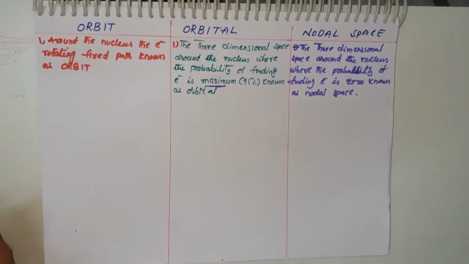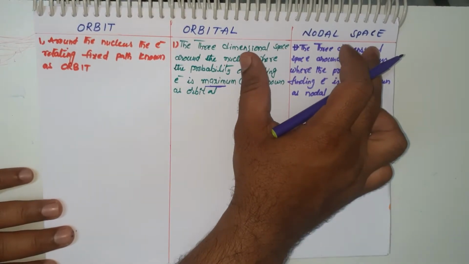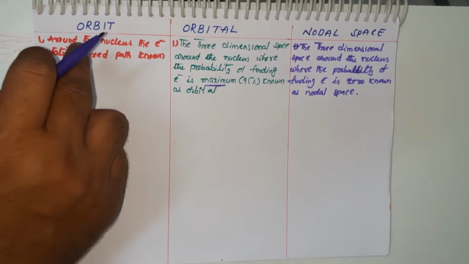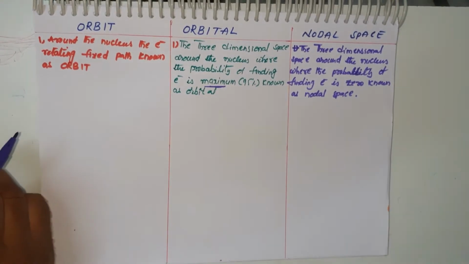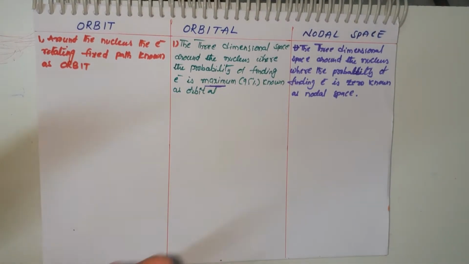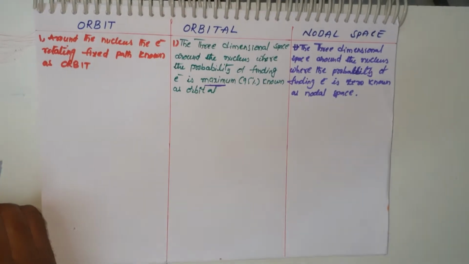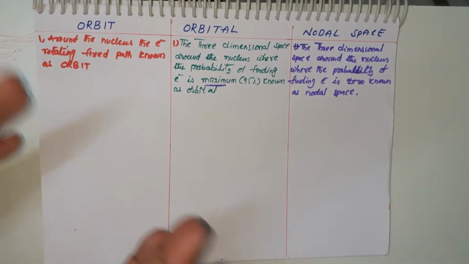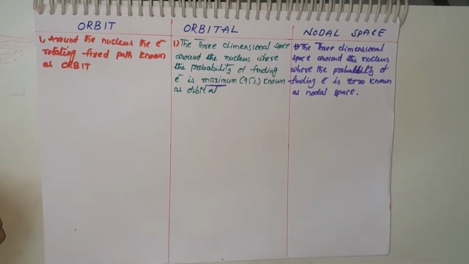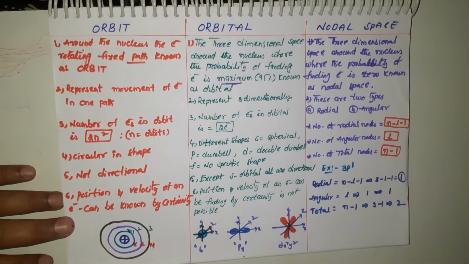Okay students, these are the definitions of orbit, orbital and nodal space. Orbit is the electron rotating path. What is orbital? Electrons are more in binding space, where electrons are more in cloud, and those electron clouds are known as orbitals. Where electrons are found zero, that is nodal space. Okay students, we are going to the next points.